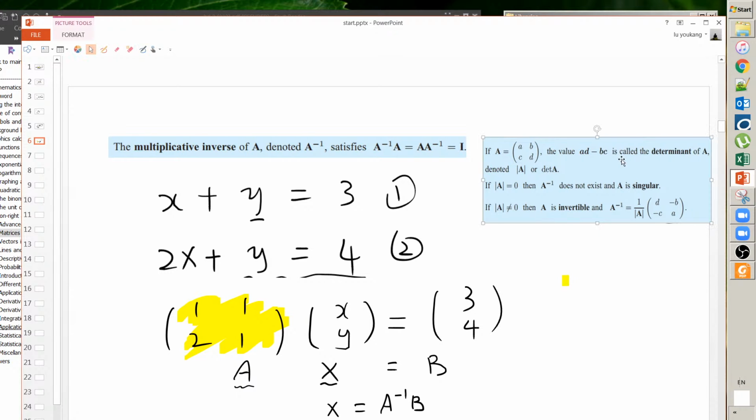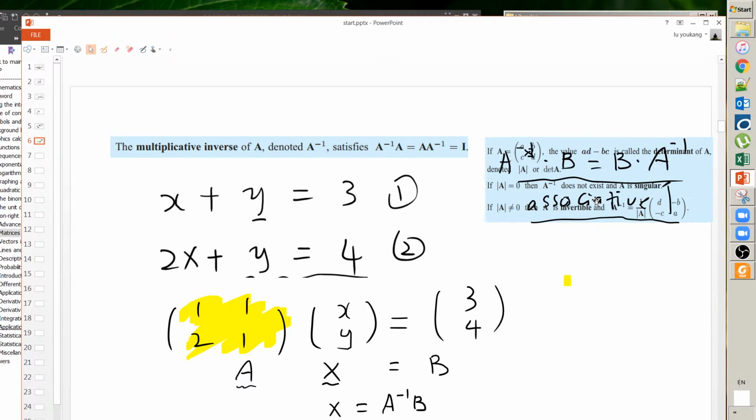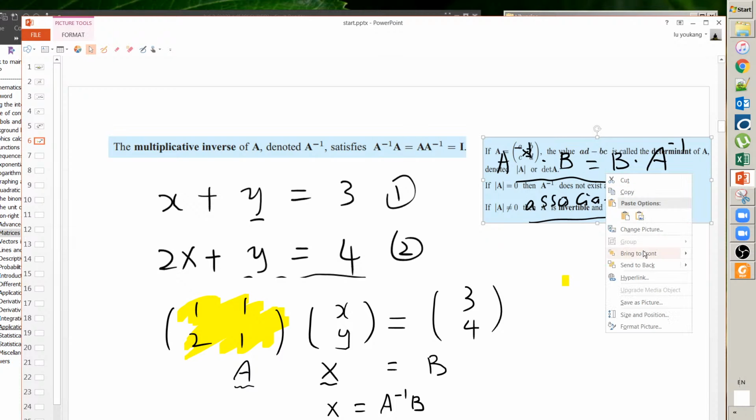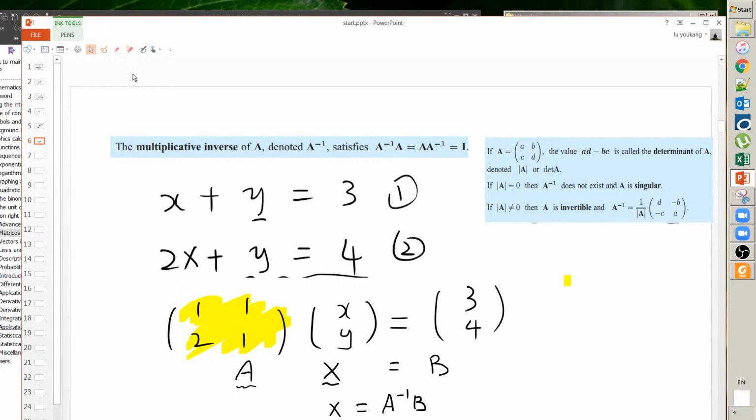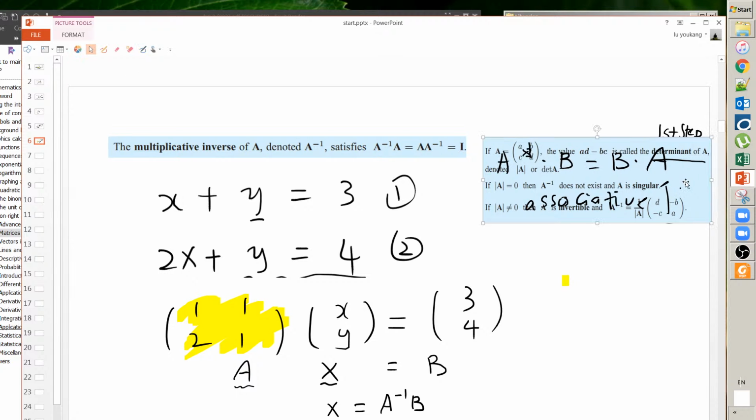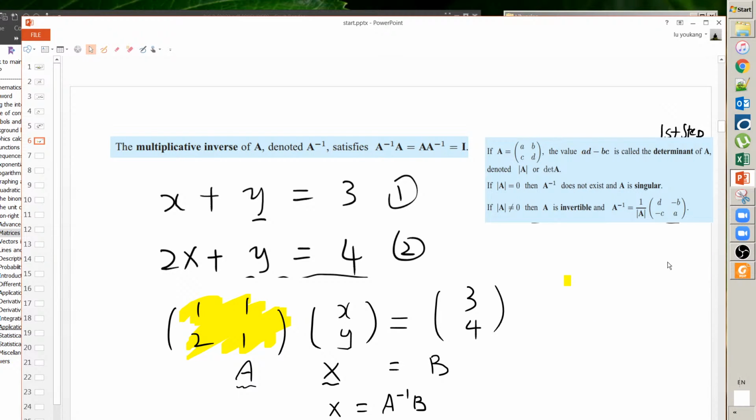First you need to find the determinant. That's your first step. Next, if the determinant of A equals 0, the inverse does not exist. Why? Because this is the formula. If you have 1 over the determinant and it is 0, you should know that 1 over 0 or anything over 0 is undefined.